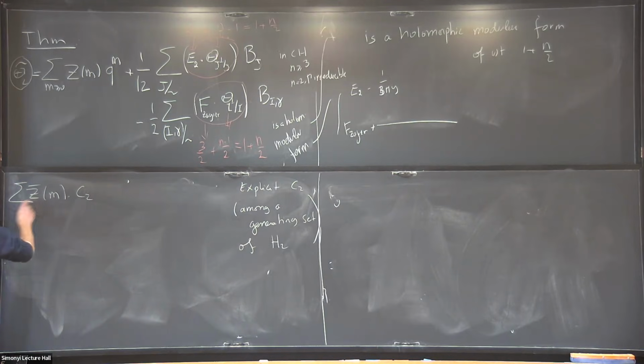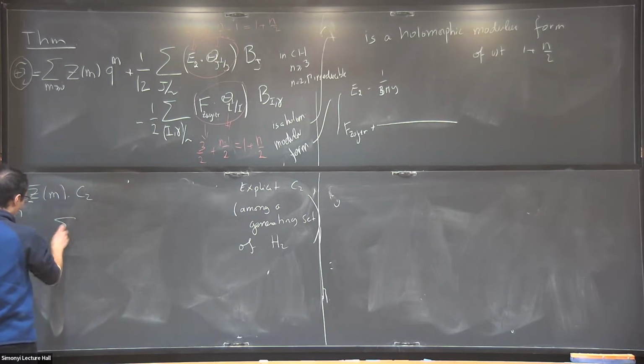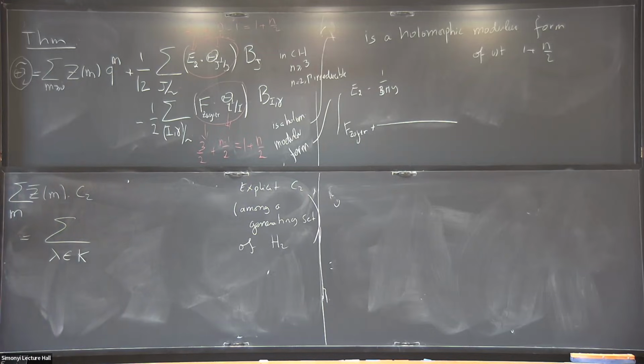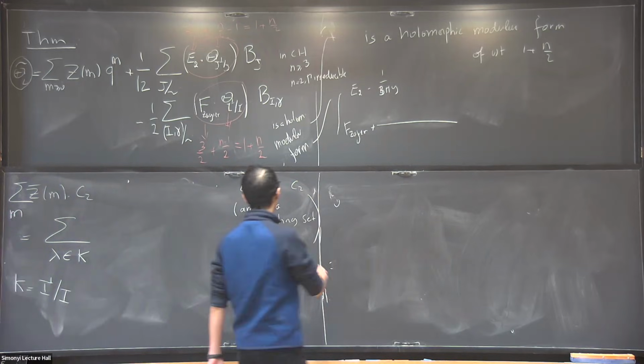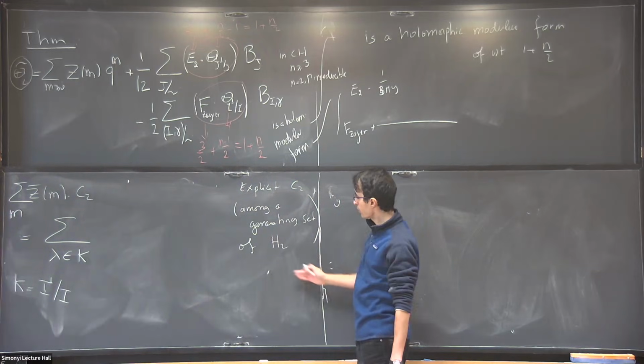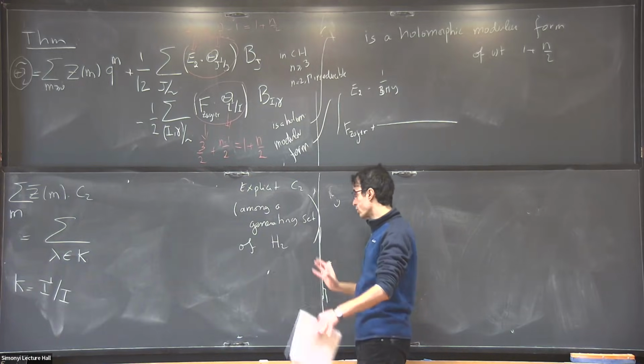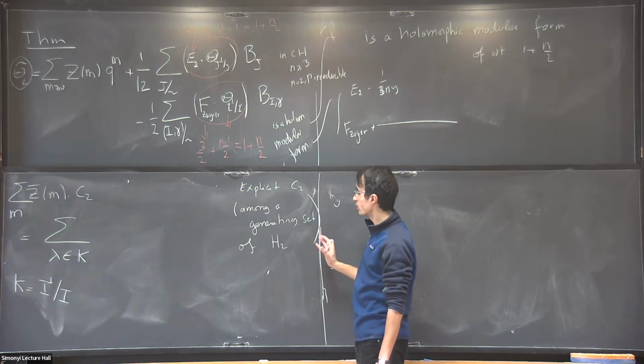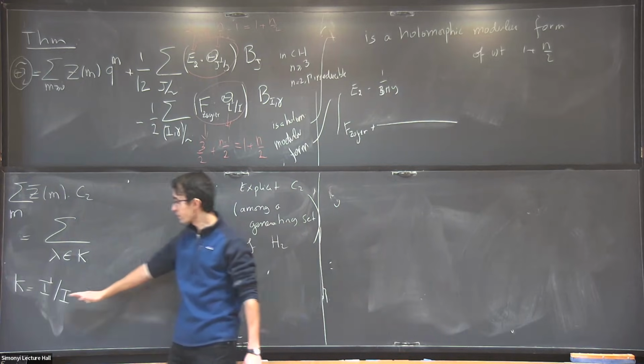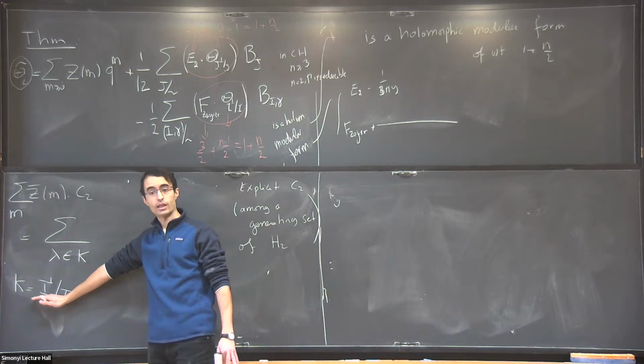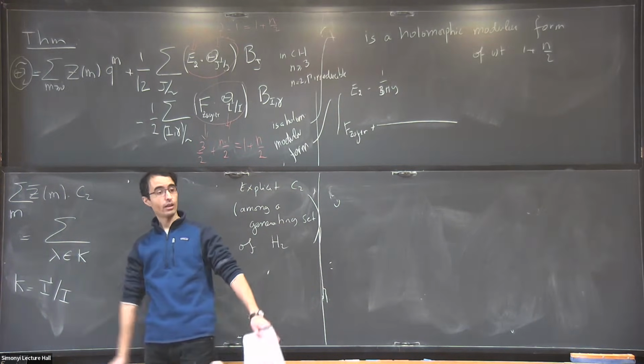The sum over all these m's of the z hat m's intersecting with C2 will look like a theta series on these lambdas in this lattice K, where K is I not I. Okay, I should say that C2 is among a generating set of the homology of the boundary, but then we can choose the C2 in one of the boundary components that corresponds to a certain isotropic one lattice, and so they're all parameterized by these i's.